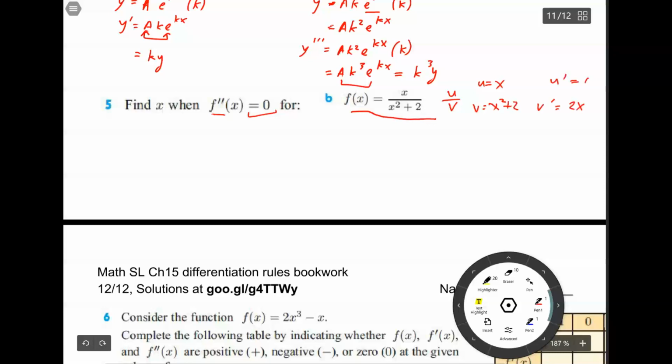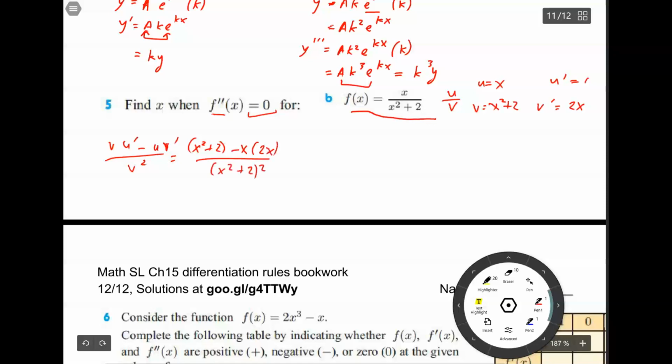Now let's substitute it into the formula, vu dash minus uv dash divided by v squared, which is the quotient rule. So we're going to put v, which is x squared plus 2, u dash, which is 1, minus u, which is x, and v dash, which is 2x. All divided by v squared.